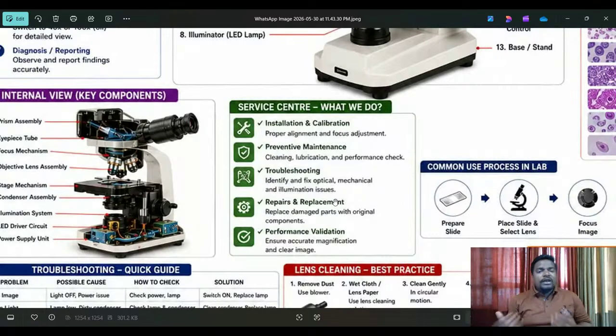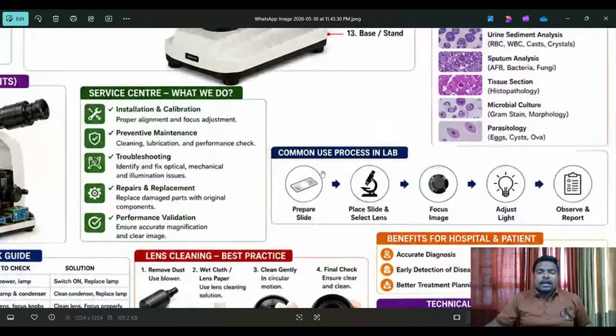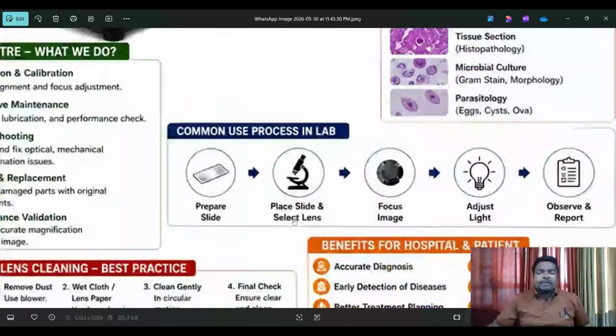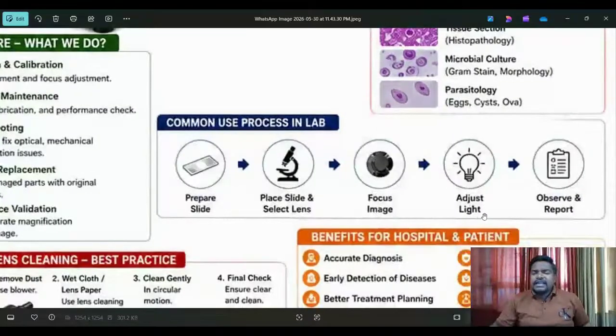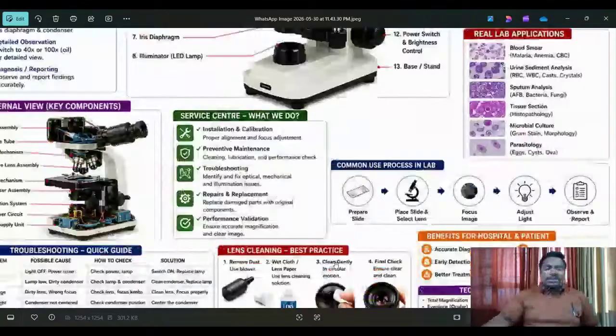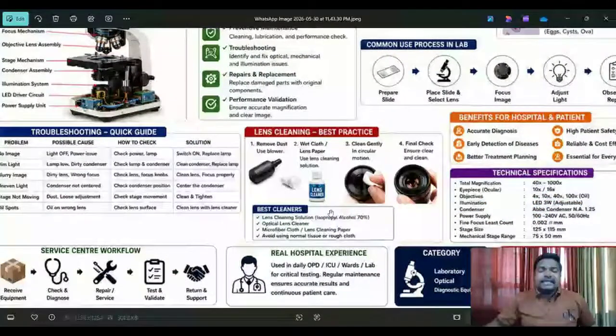Yes or no? Why do people get a good salary today? Because of lots of efforts, lots of dedication, proper management and proper implementation. Definitely good hard work will give you a good result at the end of the day. Now the common issues and process in the lab: prepare and place slides, keep and focus the image, adjust the light, observe and report. Almost 100 out of 100 percent of the topics I have covered here and shown you.